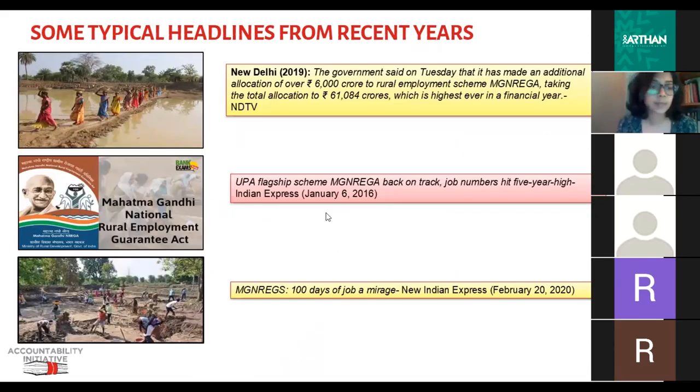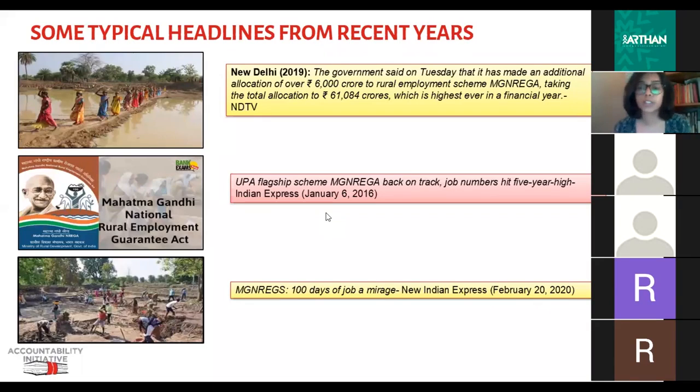Some of the typical headlines that one can see with regard to Manrega are there on the slide. And this brings us to one of the most important questions you can ask when it comes to finances, the allocation versus expenditure story.